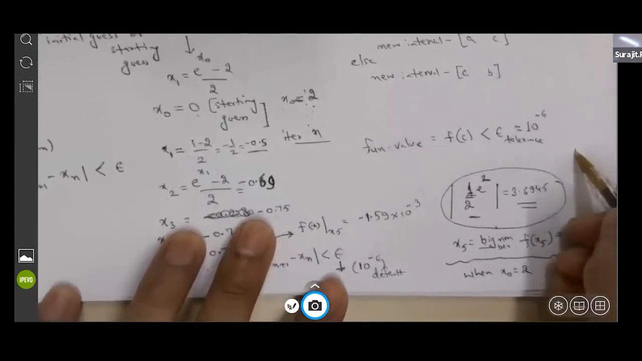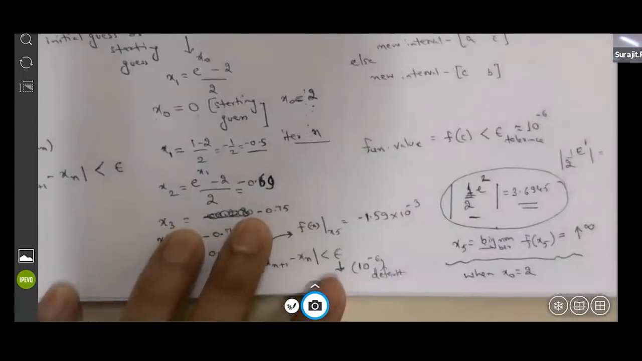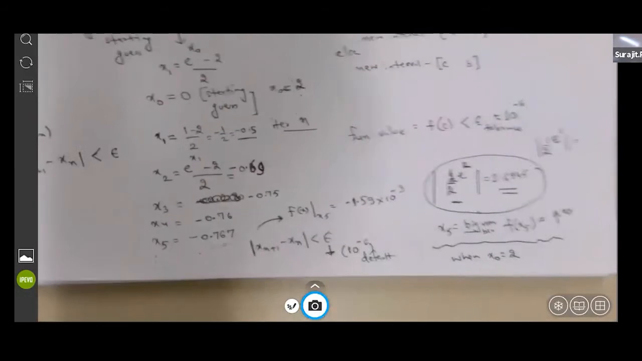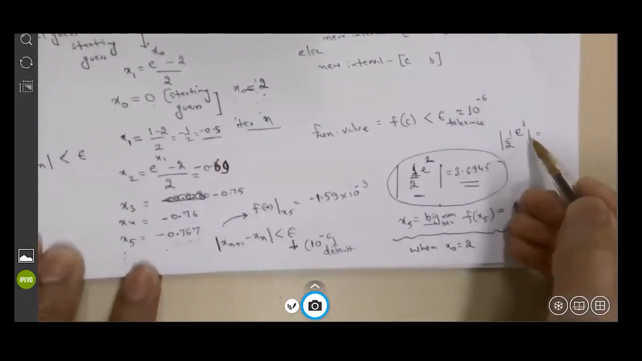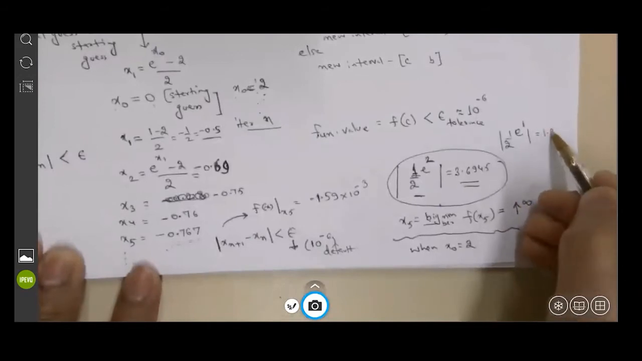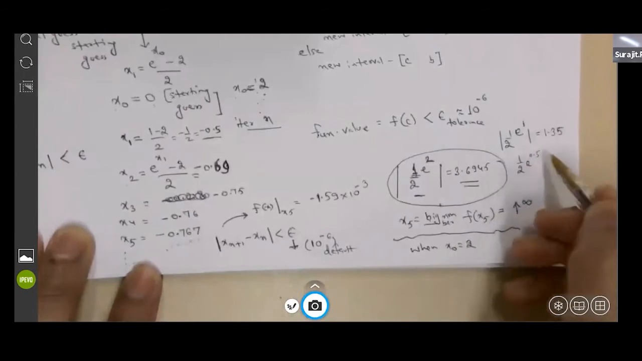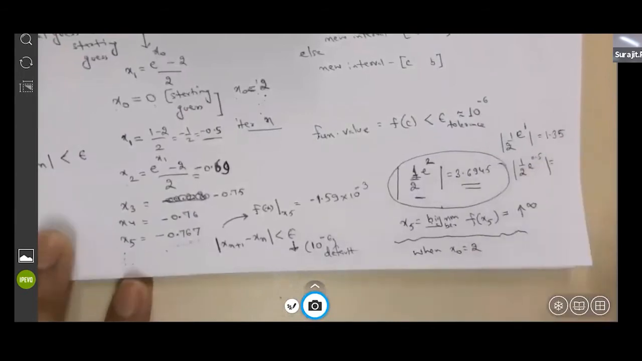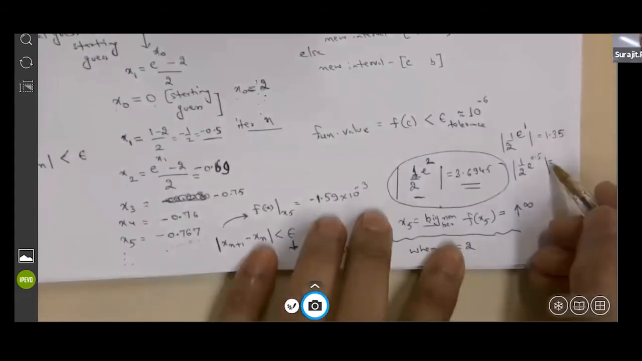Last one, what is half of e to the 1? What is this value? I got 1.35. Okay, and what is half of e to the 0.5? 0.82.